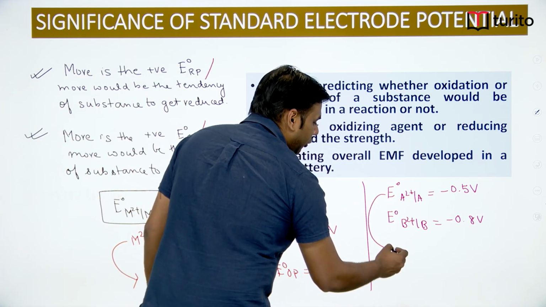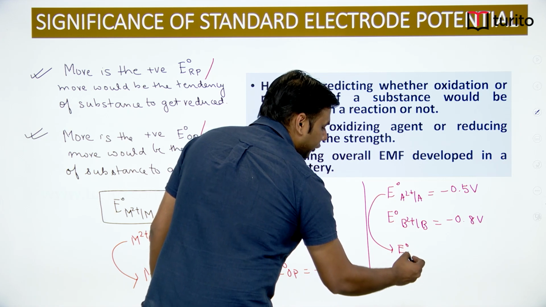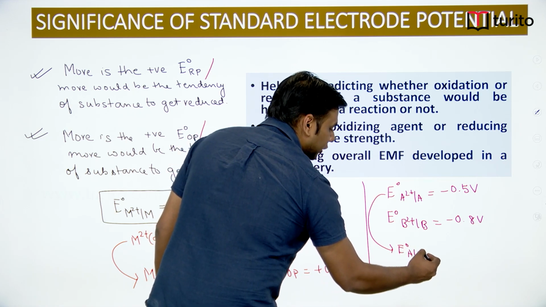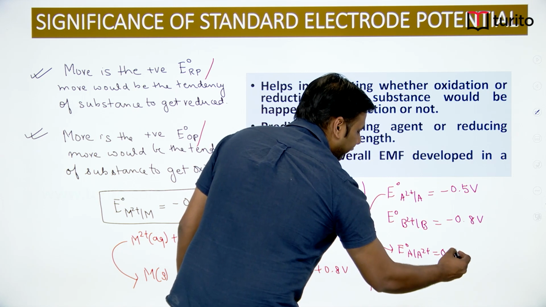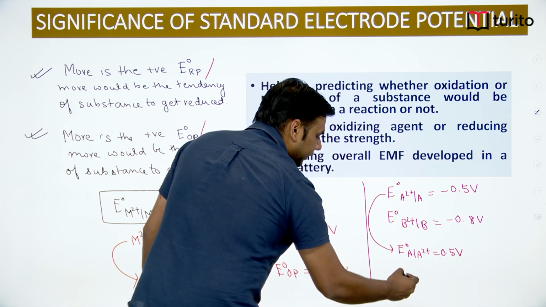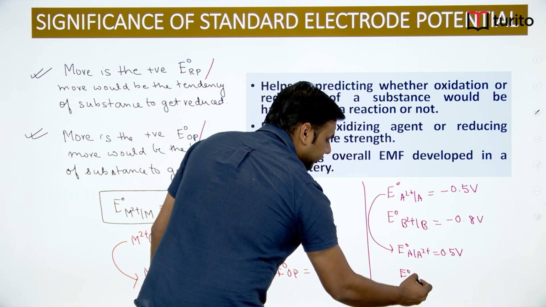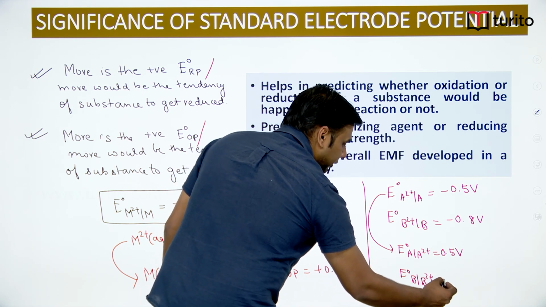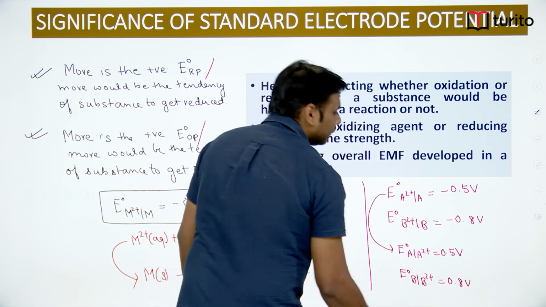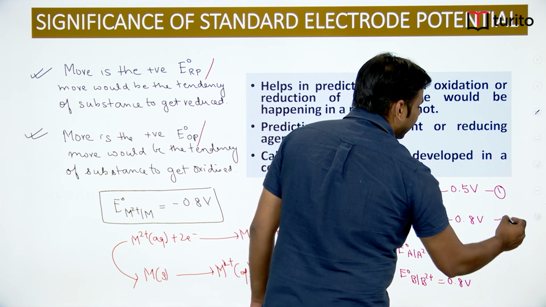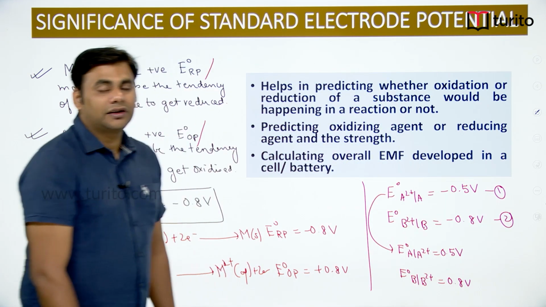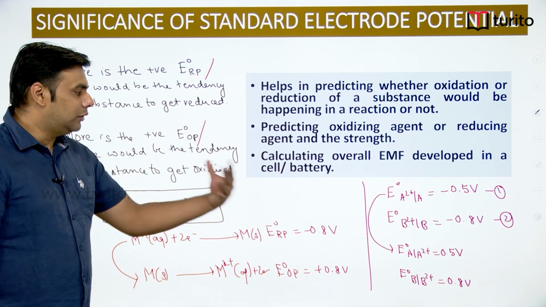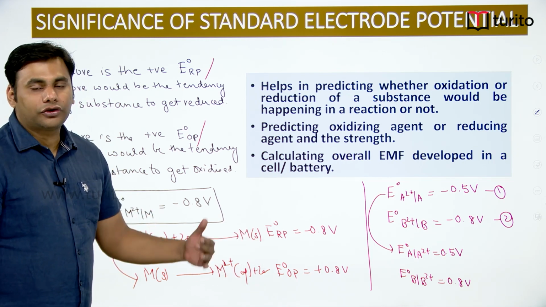So what would be the oxidation potential? The oxidation potential of A changing into A2+ would be 0.5 volt, okay, and the oxidation potential of B changing into B2+ would be 0.8 volt. So the question can come, out of 1 and 2, which is likely to undergo oxidation more easily?